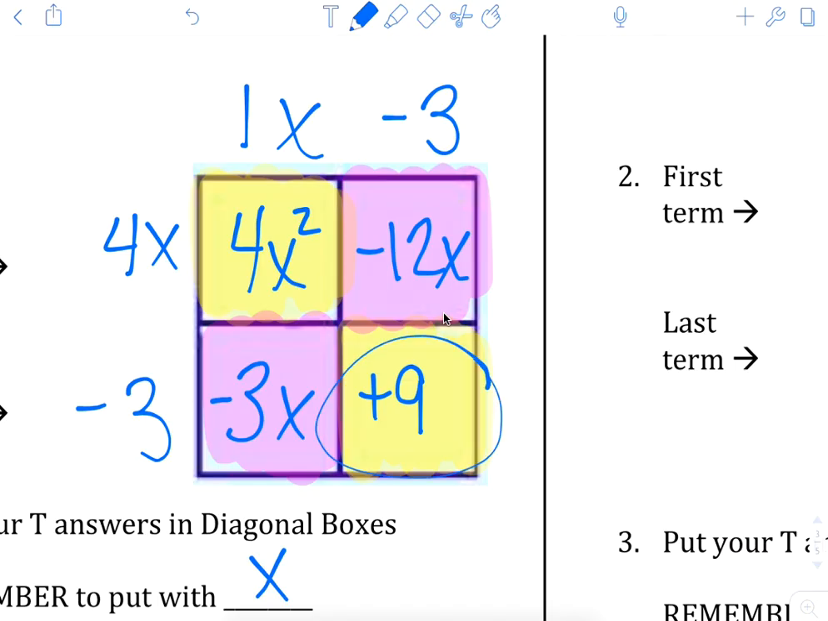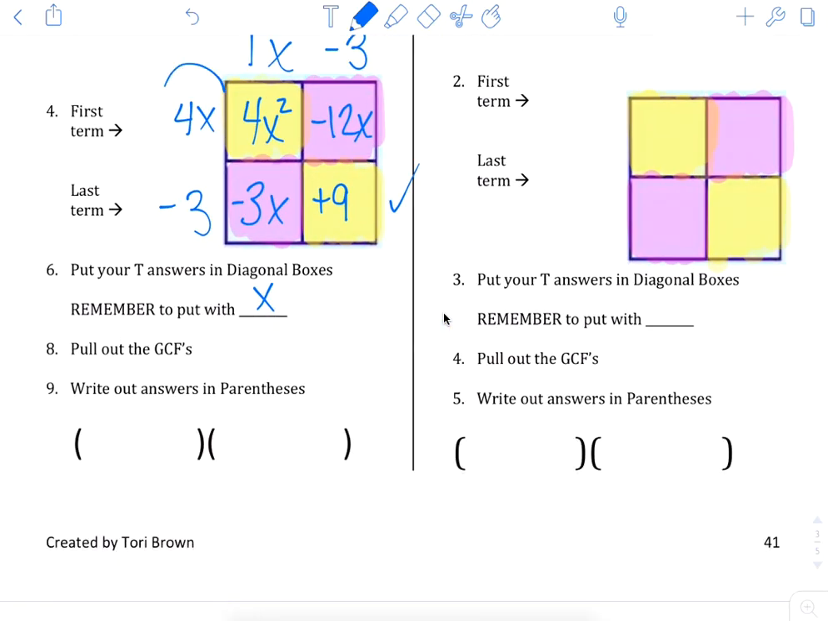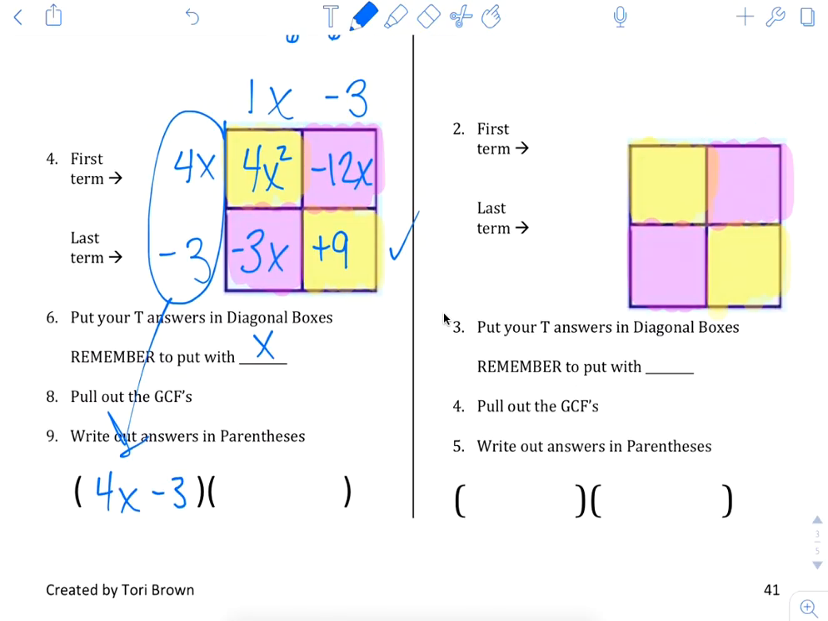Our last step is to make sure that our numbers make the right last box. Does -3 times -3 make a +9? Yes, it does. So when I have that, now I'm going to take my first parenthesis, put him in here, 4x minus 3. I'm going to take my second top part and put it in my second parenthesis, 1x minus 3. That's a final answer.